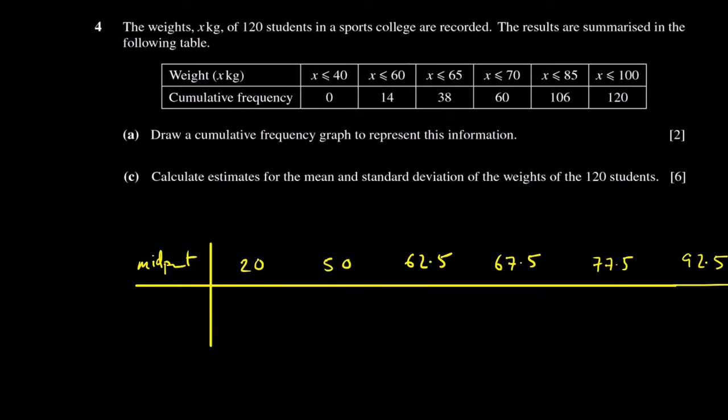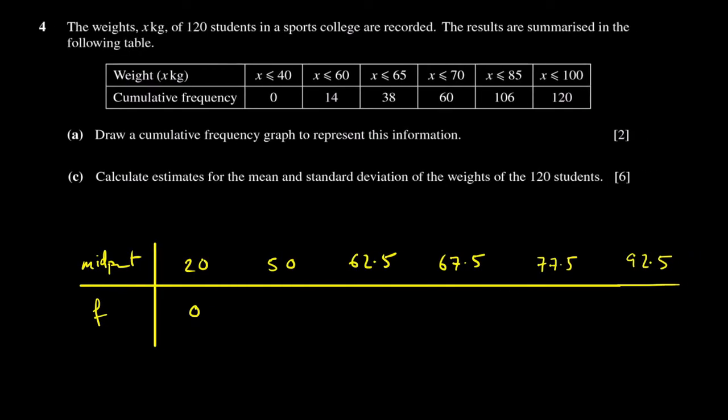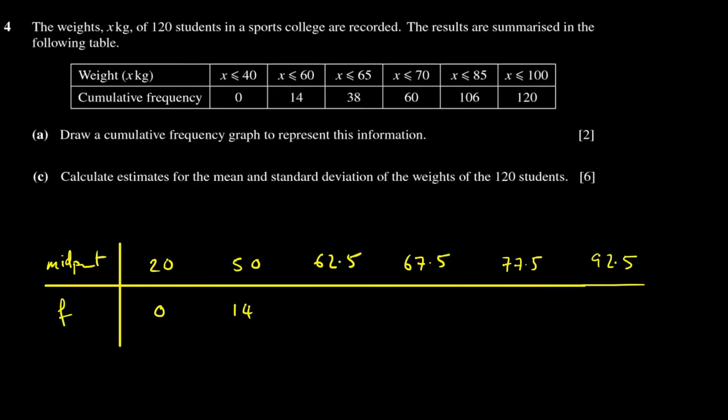Okay, so 92.5. And I need to find the corresponding frequency in each group. Well, in the first class, I've got 0. Okay, and then in the second class, between 40 and 60, I'm going to get 14. And then what about in the third class? Well, remember this is a cumulative frequency, right? So this 38 includes not only the group of people between 60 and 65, but also includes the 14 who are below 60. So what I'm going to do is 38 minus 14, and that's going to give me 24. Okay, so 24 in this group.